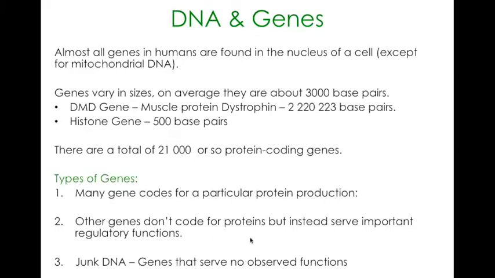Many genes will code for a particular protein. There are also genes that don't code for proteins, but they serve other important regulatory functions. They maintain the function of the system and can act as messengers or genes that control other genes. And then there's also a third category of genes, which we call junk DNA: genes that at the moment have no observable function, but are still sitting in our DNA sequence.